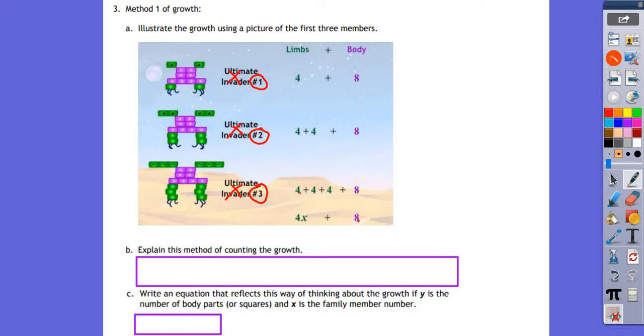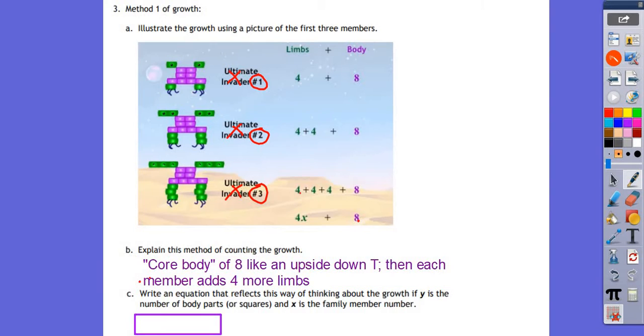It says, explain the method of counting the growth. We're going to say the core body of 8 is like an upside down T. We looked at that, right? In the core purple, kind of like an upside down T of 8 of them. Then each member adds 4 more limbs every time. So write that for 3B.